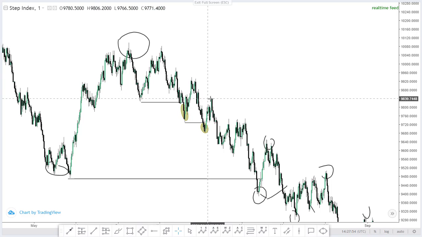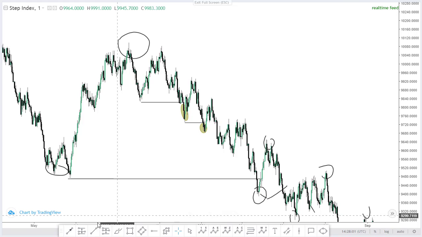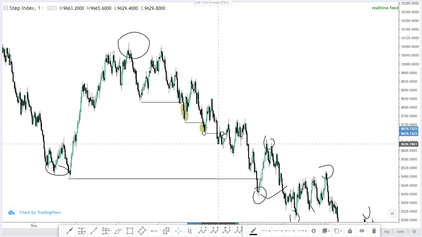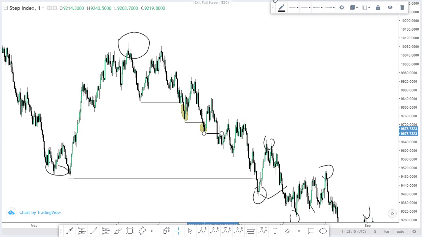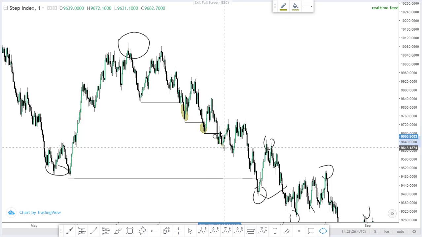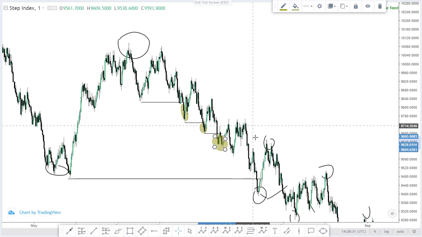Creating a pullback into a certain zone. Now here, a break of structure on this level. Here, everything you have below, lower low, lower high, lower low, is a range structure. That is a range structure here, until you have a deep pullback into our zone. This is a range structure until you get a pullback into our zone and we start selling all the way down.